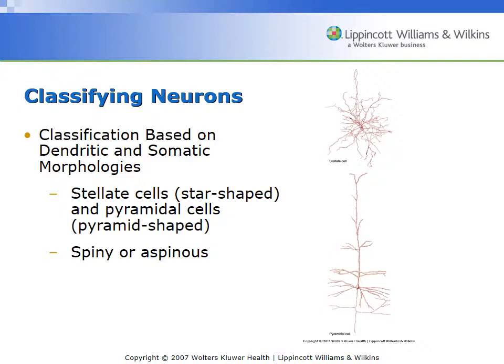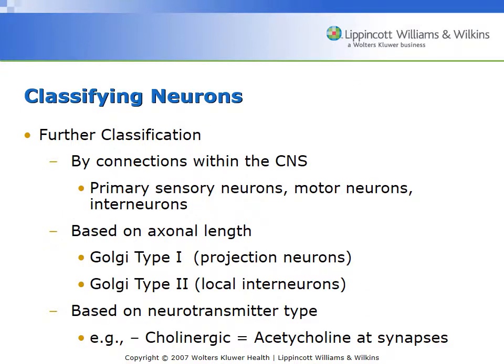One can go further and classify these as spiny, meaning, for example, pyramidal cells that have dendrites that have spines on them, or aspinous, which would be in this case pyramidal cells without spines on their dendrites. The cells are also classified in terms of the connections that they make. For example, primary sensory neurons, motor neurons, and interneurons. We will talk about all of these and what exactly they do.